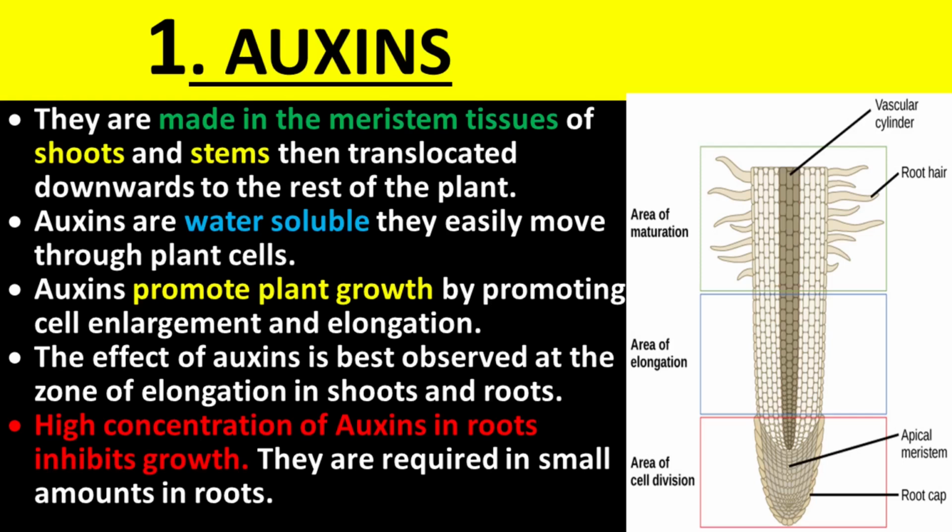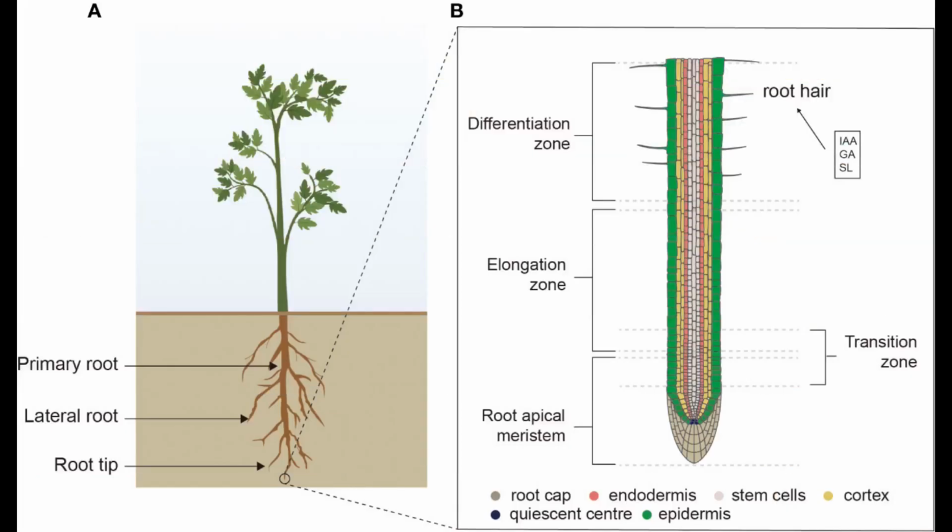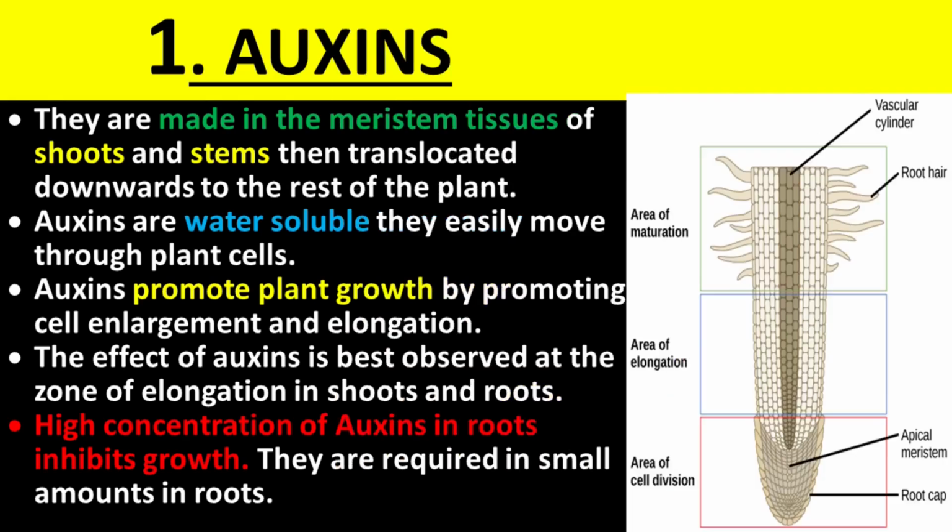Auxins. They are made in the meristem tissues of shoots and stems, then translocated downwards to the rest of the plant. Auxins are water-soluble, so they easily move through plant cells. Auxins promote plant growth by promoting cell enlargement and elongation. The effect of auxins is best observed at the zone of elongation in shoots and roots. A high concentration of auxins in roots inhibits growth. They are required in small amounts in roots.